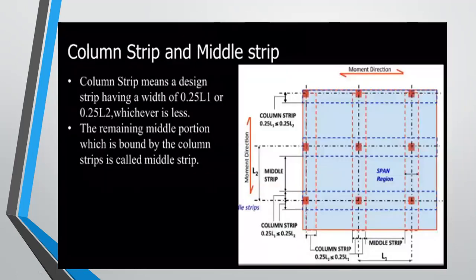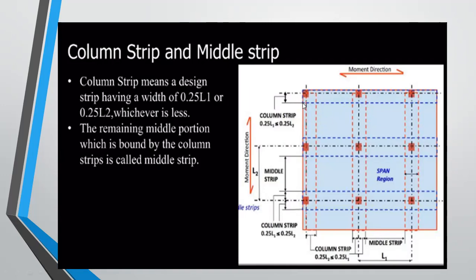For the calculation of design purpose, we separate the panel into two strips. One is the column strip and the other one is the middle strip. Okay, so this is the entire slab. So we divide that into panels, to make the calculation part easy.